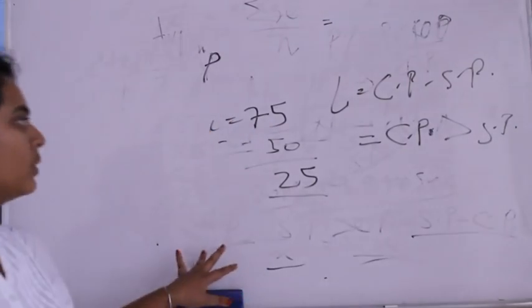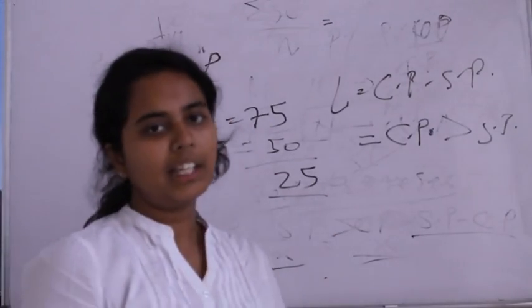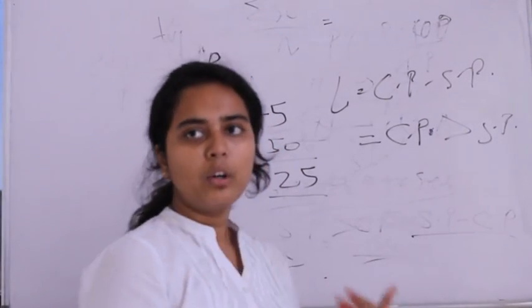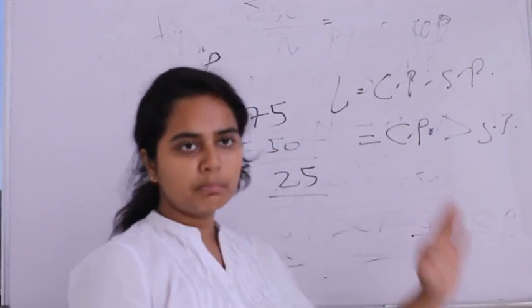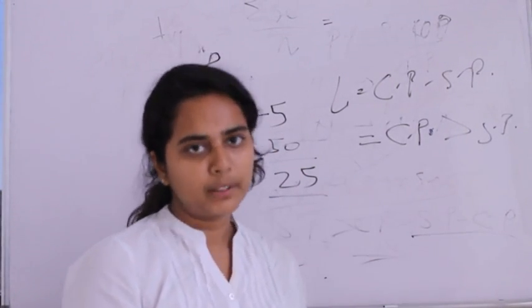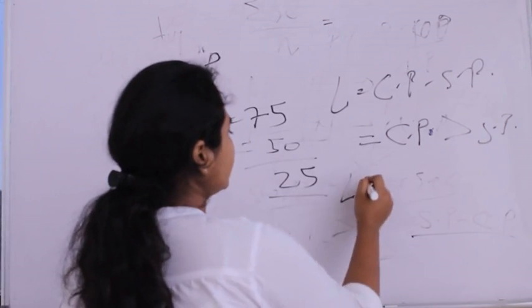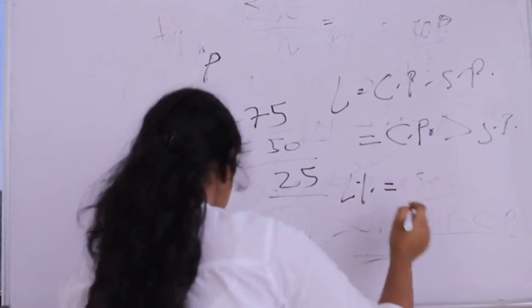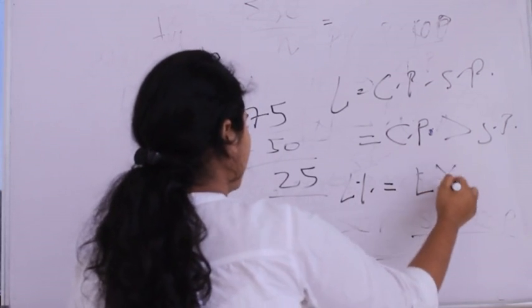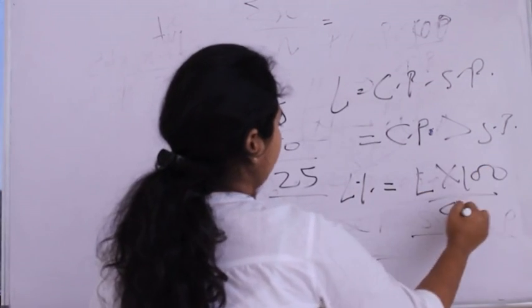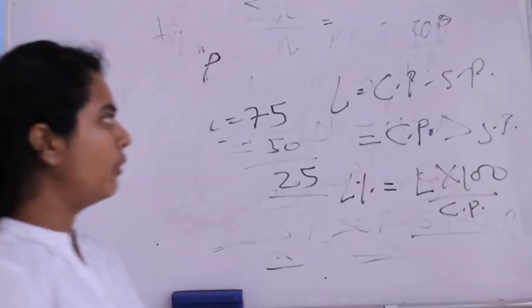So these are the basic two components of this chapter, calculating profit and loss, and the questions are built on that: what is the profit percent, what is the loss percent. For calculating the loss percent, similarly to profit percent, loss into 100 by CP. This formula will be followed.